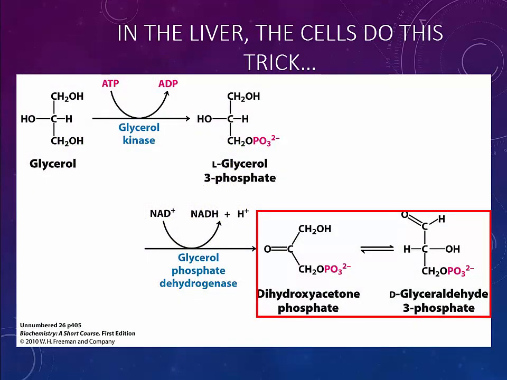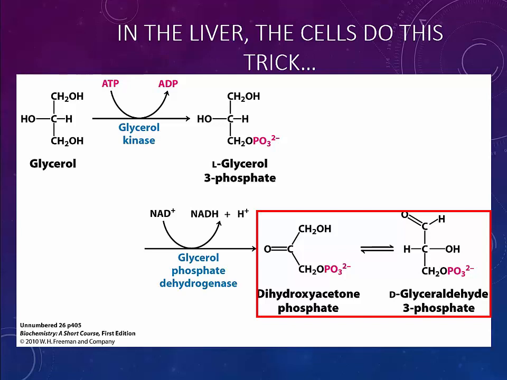Glycerol is converted to L-glycerol 3-phosphate by glycerol kinase, and we can see the addition of phosphate to the structure. The next enzyme in the path, remember a pathway is a series of linked enzymes, is glycerol phosphate dehydrogenase. This enzyme oxidizes the glycerol phosphate and creates NADH, an electron carrier, and the product is dihydroxyacetone phosphate.